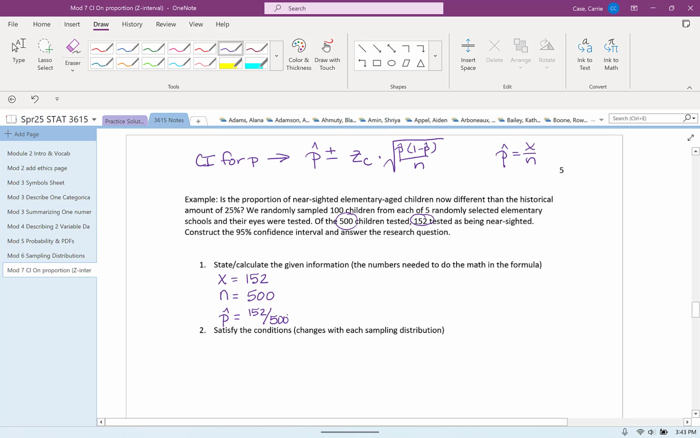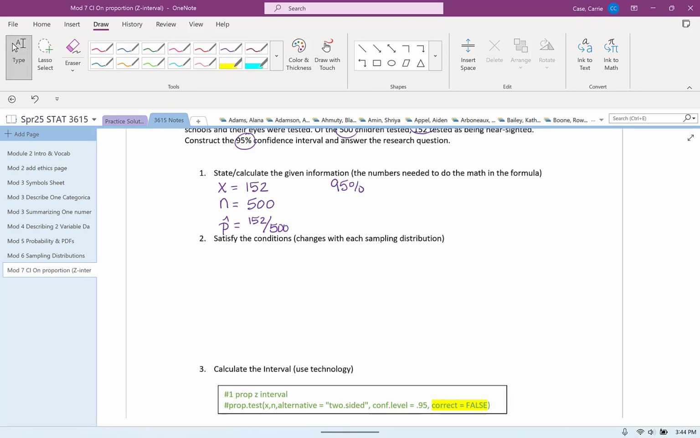And I don't really care what that is in decimal form. You can figure it out if you want to. You can use fraction or decimal here for the math we're going to do later. And then we need to know our percent of confidence. In this case, we want a 95% confidence interval.